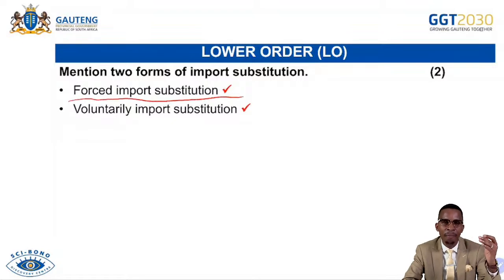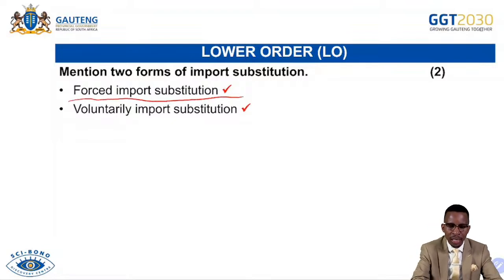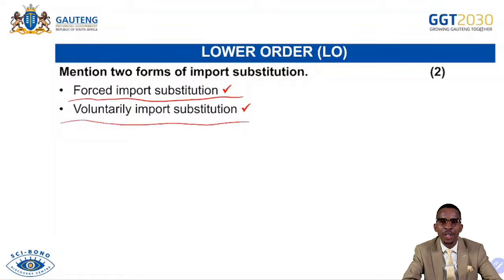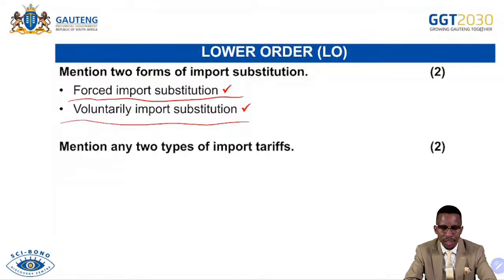Voluntary import substitution is when a country decides of its own will to replace formerly imported goods and services with locally produced goods and services so that it can reduce international dependency. In this kind of import substitution, we talk about the formation of the company known as ISCO. South Africa decided to be very much independent in the production of steel. Then it formed the ISCO company to ensure that it is able to produce its own steel instead of depending on other world countries. So these are two forms of import substitution.